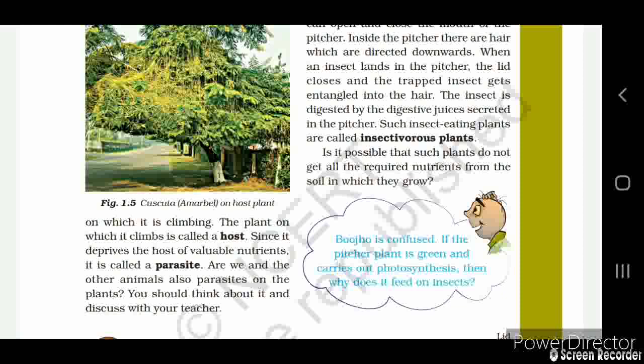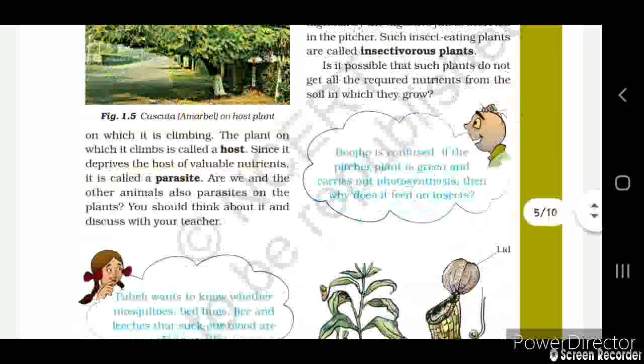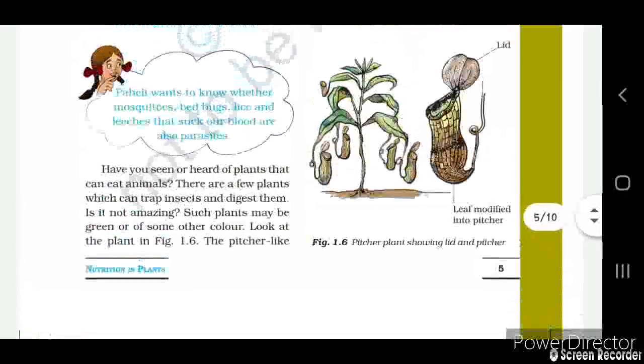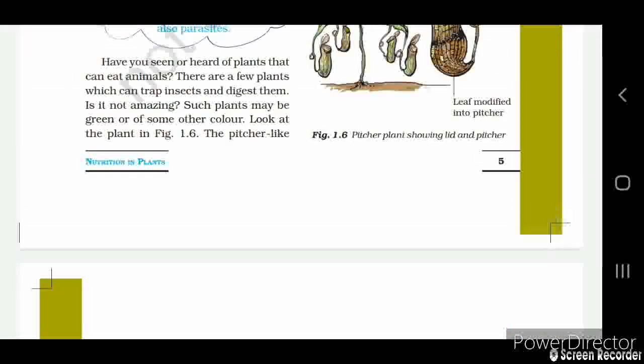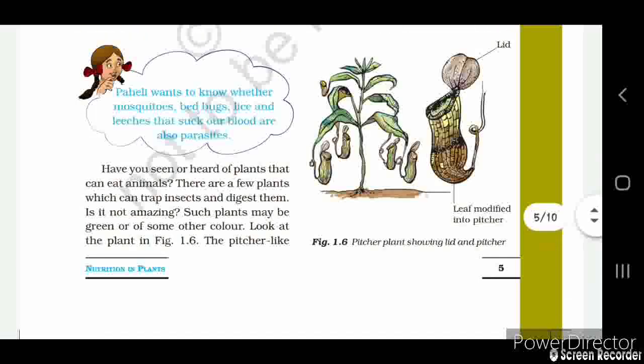And we and other animals also live as parasites on plants. So thinking on that, have you ever seen or heard of plants that can eat animals? There are a few plants which can trap insects and digest them inside. You might have heard this, and it is amazing. Such plants may be green or of some other colors. But let us look at the plant in figure 1.6.